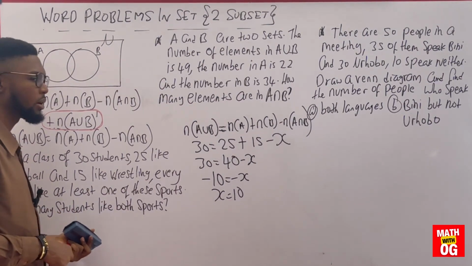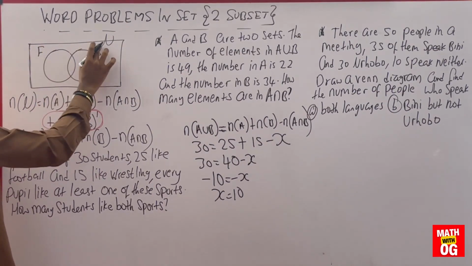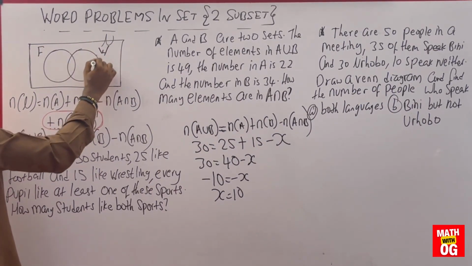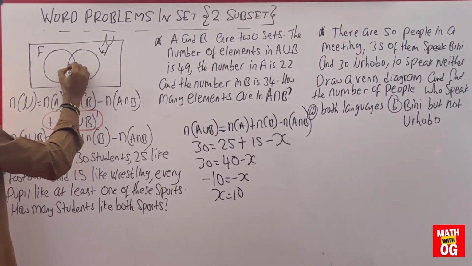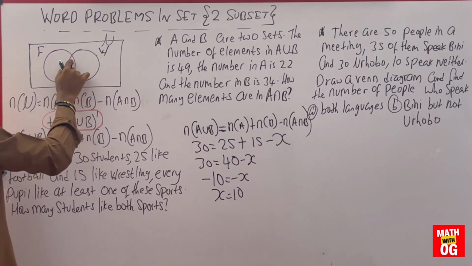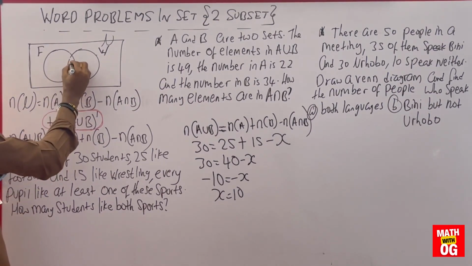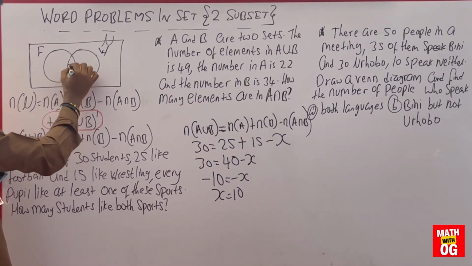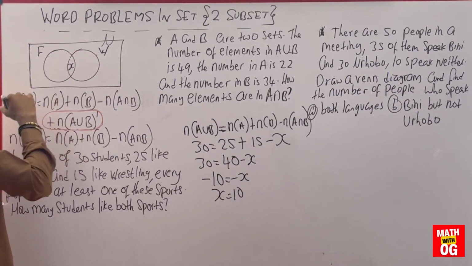So if I call this one football, and this one wrestling. I don't know the number of students that like both sports, so I'll let the number of students be X. So this is for those that like both sports. If X students like both sports, this X is part of those that like football, and similarly this X is part of those that like wrestling.